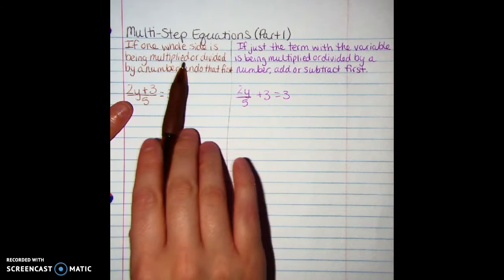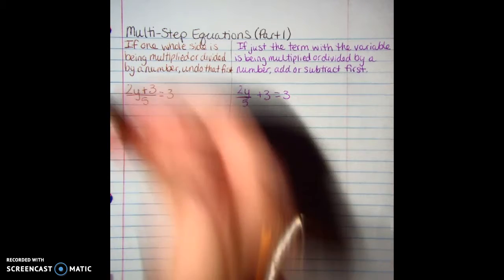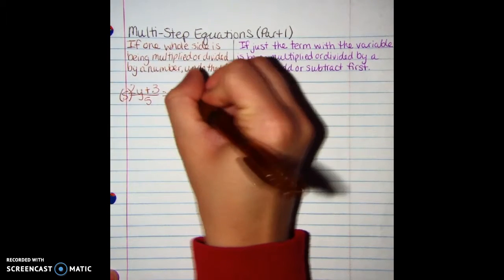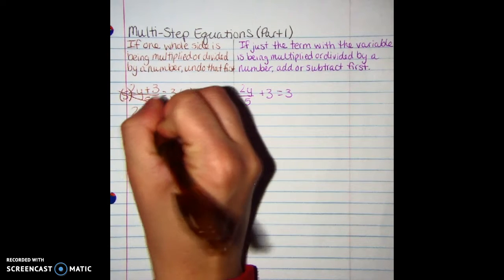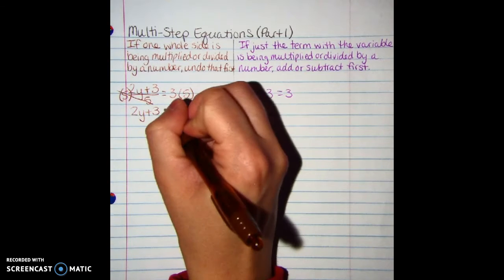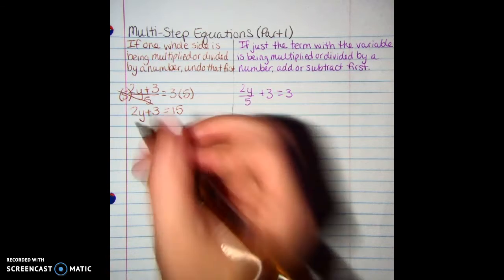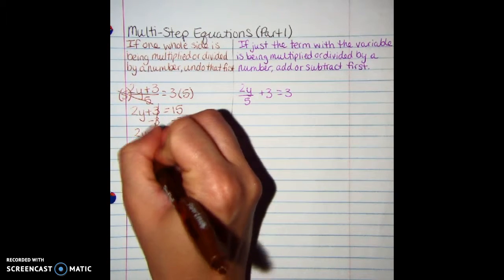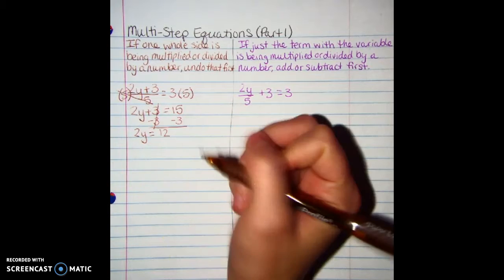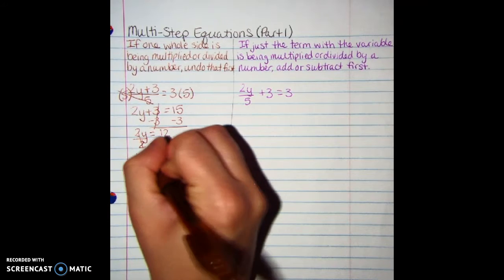It says if one whole side is being multiplied or divided, undo that first. So it's being divided by 5. I'm going to undo that by multiplying by 5. These 5's cancel out. That leaves me with 2y plus 3. And over on the right-hand side, I have 15 now. Now this is a 2-step equation like what you did yesterday. Subtract 3, and you get 2y equals 12. Divide by 2, and y equals 6.